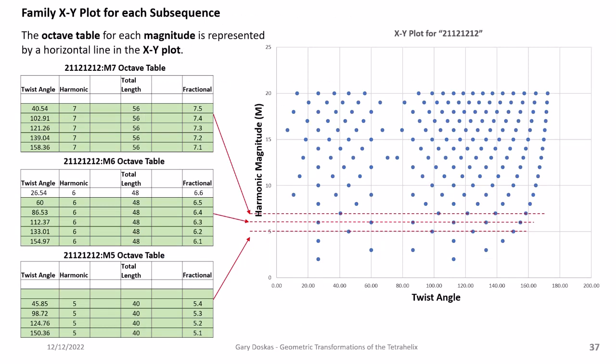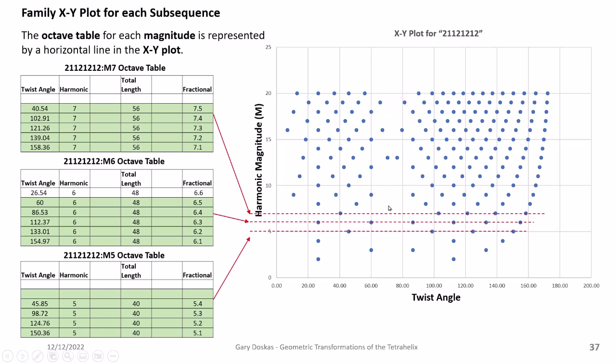So every horizontal line in this plot represents an octave table. But what I can do is, along any horizontal line, define a torsion loop transformation between any of these 2 points and then see what the associated motion would be.